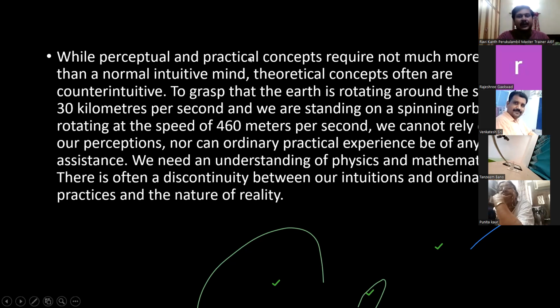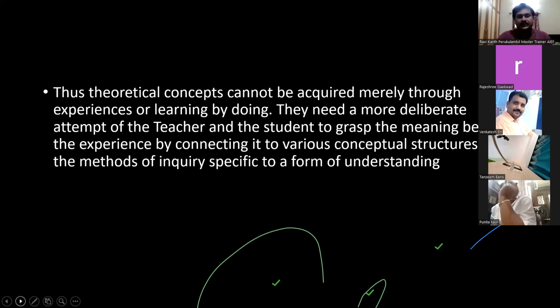Perception and practicality are not going to work here. We need an understanding of physics and mathematics. There is often a discontinuity between our intuitions and ordinary practices and the nature of reality. Reality is different, our intuition is different, isn't it? Our intuition need not be correct always. Okay, there is some reality behind every concept in this universe. So we have to introduce such theories to the students.